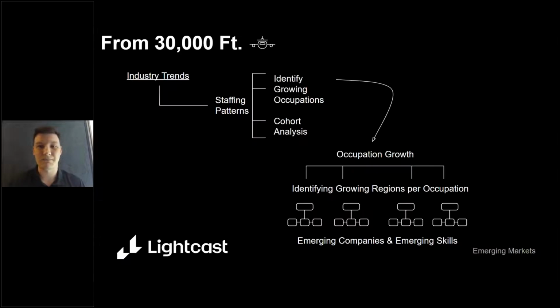We're doing this at a high level, the 30,000 foot view. I built a brief workflow that we can look at and follow throughout this webinar. We'll look at industry trends, so the growth of an industry and what factors help or hinder that growth. Then we'll go into staffing patterns. Staffing patterns just means how much of what occupation is in the industry that we're looking at.